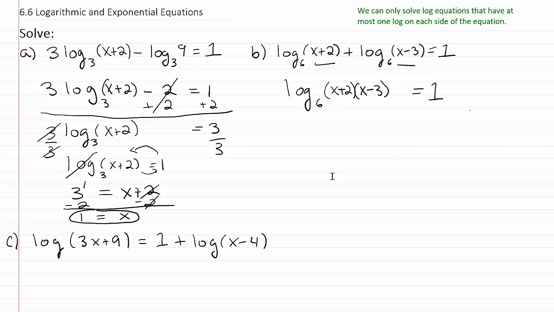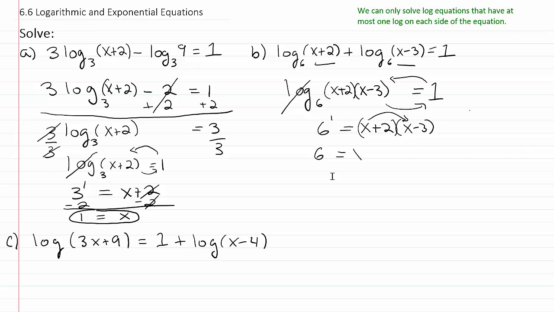And then from there, once you have a single logarithm on one side and a number on the other, you can just write it in exponential form. That means drop the log and switch these 2 positions. So you end up with 6 to the 1 power is equal to (x plus 2) times (x minus 3). Now 6 to the 1, of course, you know is just 6. And as far as this other piece goes, we'll just have to FOIL and then solve the resulting quadratic.